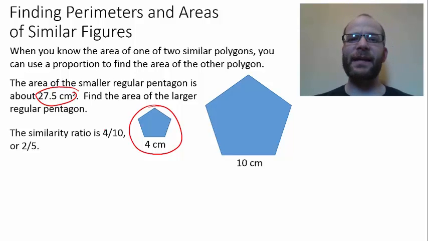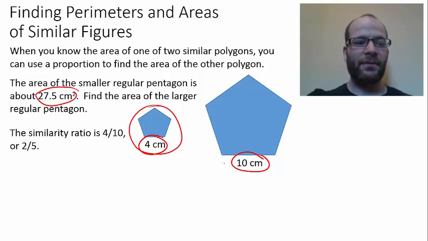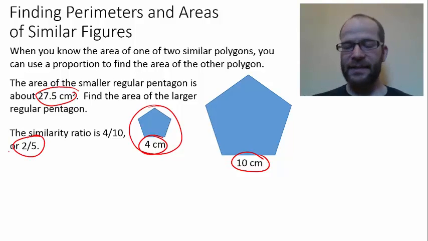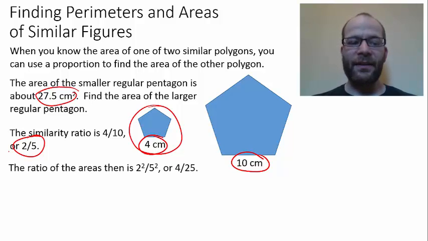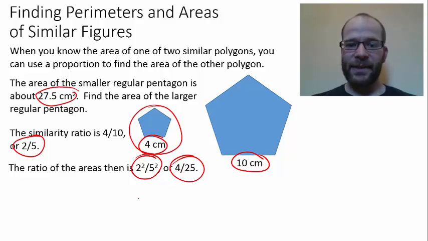First of all, let's find the similarity ratio of the two shapes. You can see that corresponding sides have lengths 4 and 10 respectively, and therefore the similarity ratio is 4 over 10, which is the same as 2 over 5. So that's the similarity ratio between the two objects. In order then to talk about the ratio of the areas, we know we have to square 2 over 5. And so 2 squared over 5 squared becomes 4 over 25. That's the ratio of their areas.